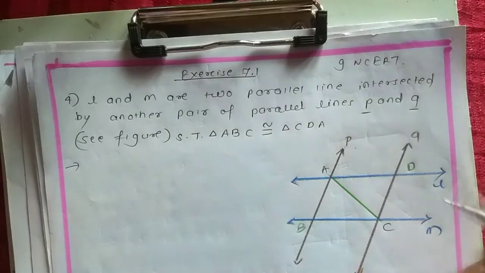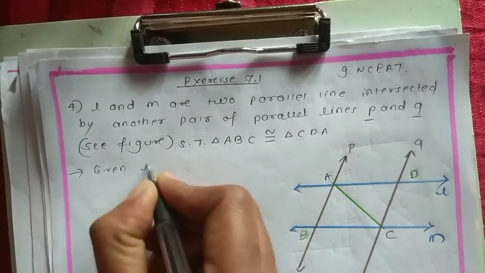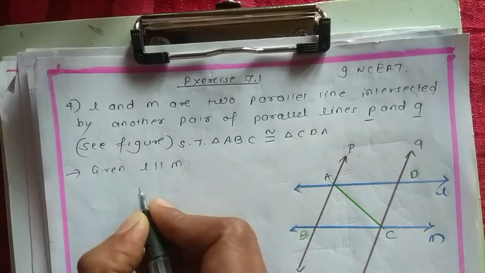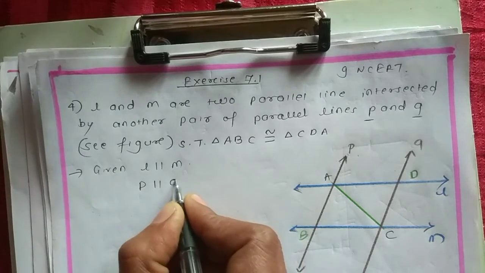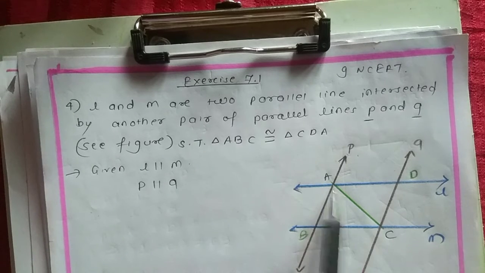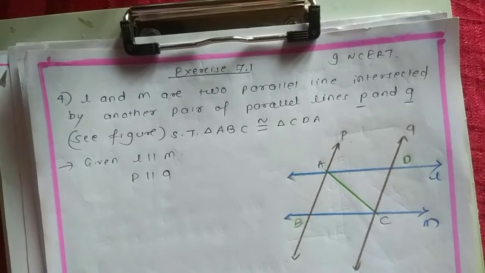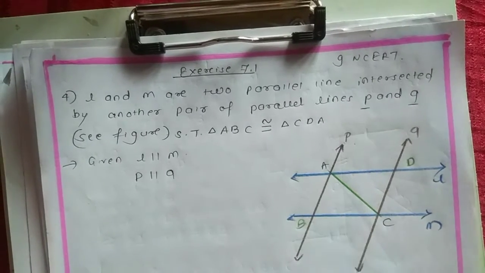Remember, always when you are proving two triangles to be congruent, write them according to their corresponding parts. Now, given is that L and M are parallel. First we'll write the given things. L is parallel to M and P is parallel to Q. They have also joined the points A and C. So you can see that a quadrilateral has been formed, which is a parallelogram, because AB and CD are parallel, and AD and BC are parallel. Two triangles are formed due to joining of A and C.